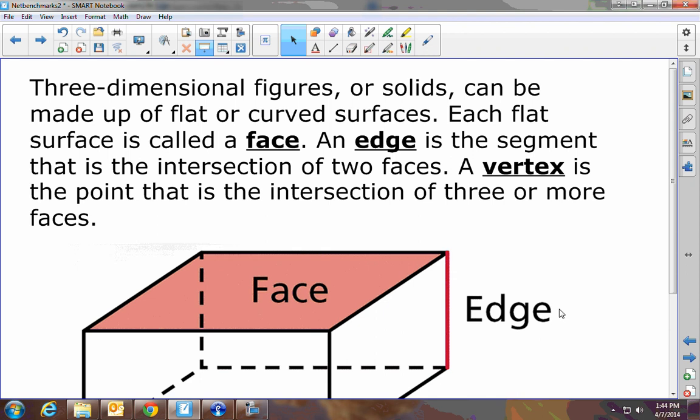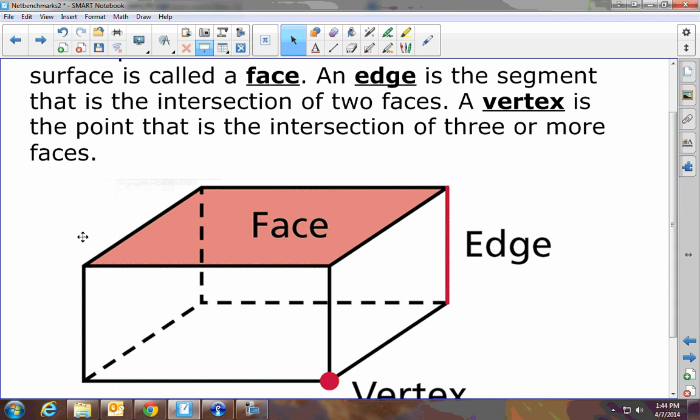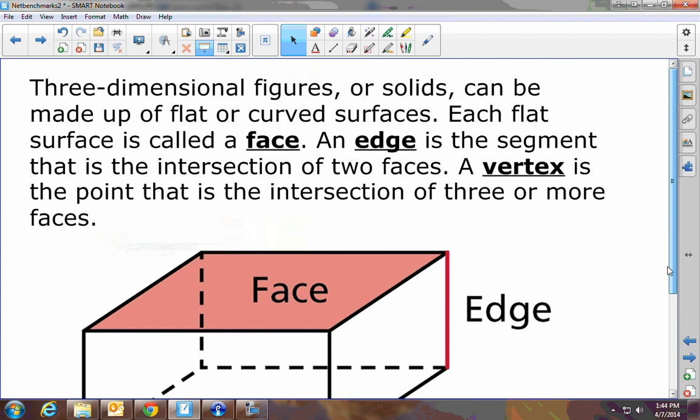Okay, first, let's talk about 3D figures and the pieces of them. Three-dimensional figures, or solids we'll sometimes call them, can be made up of flat or curved surfaces. And each flat surface, like the top of this box here, is called a face. So if we're looking at this rectangular three-dimensional shape down here, each one of the flat sides is called a face. The top, the bottom, the left, the right, the front, the back, all six faces.